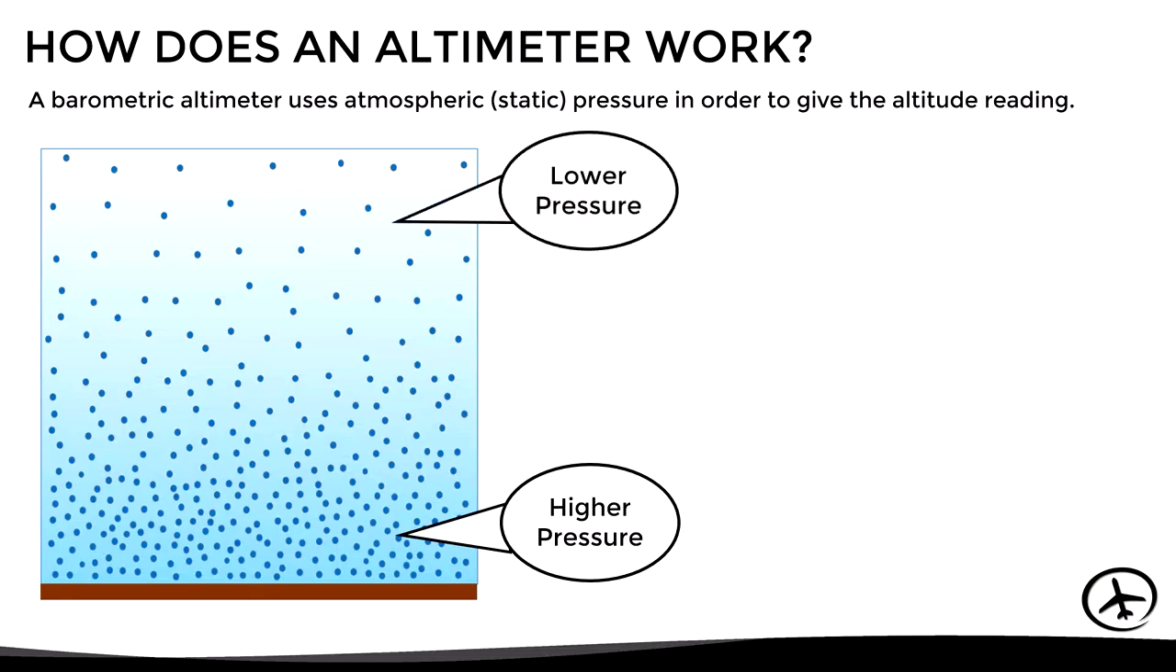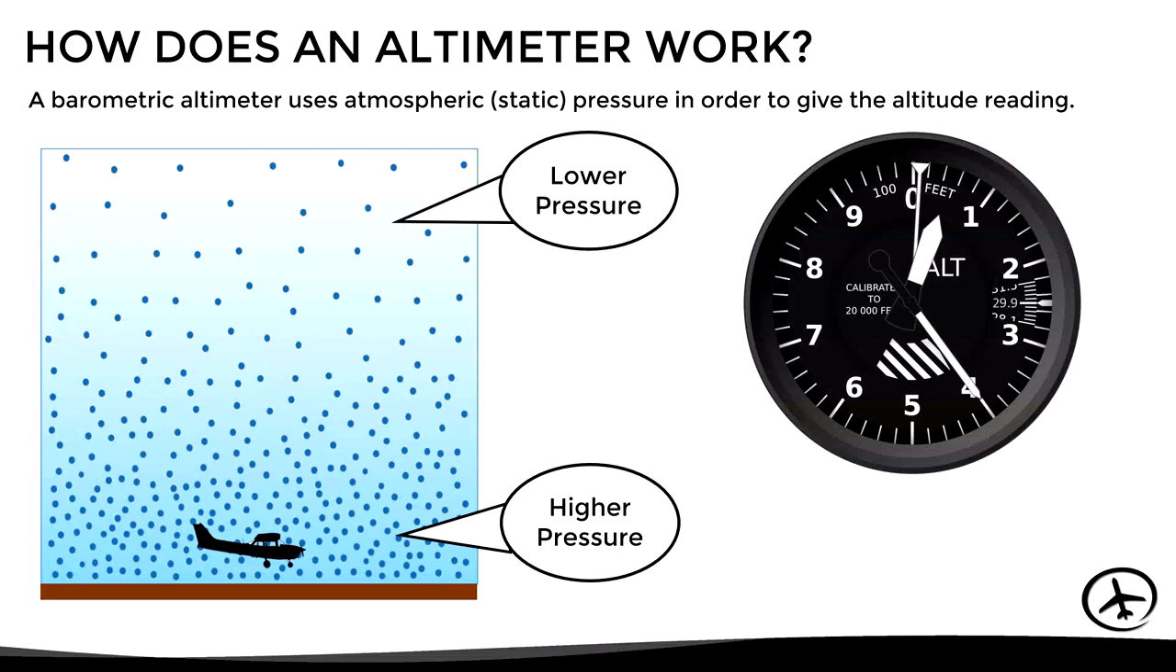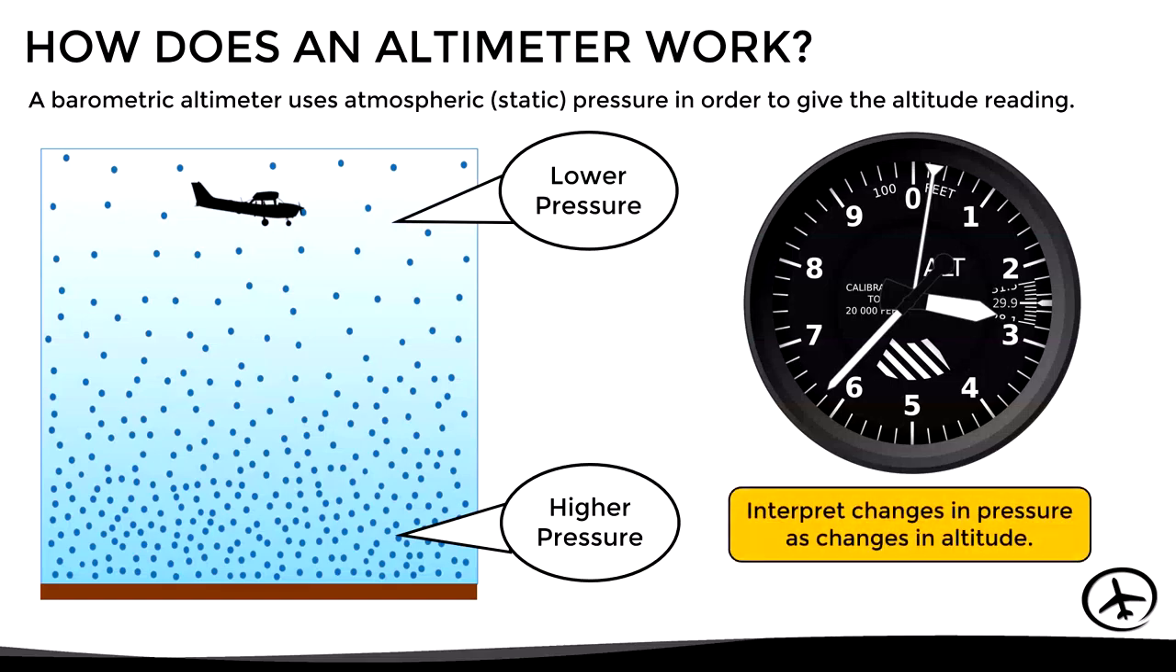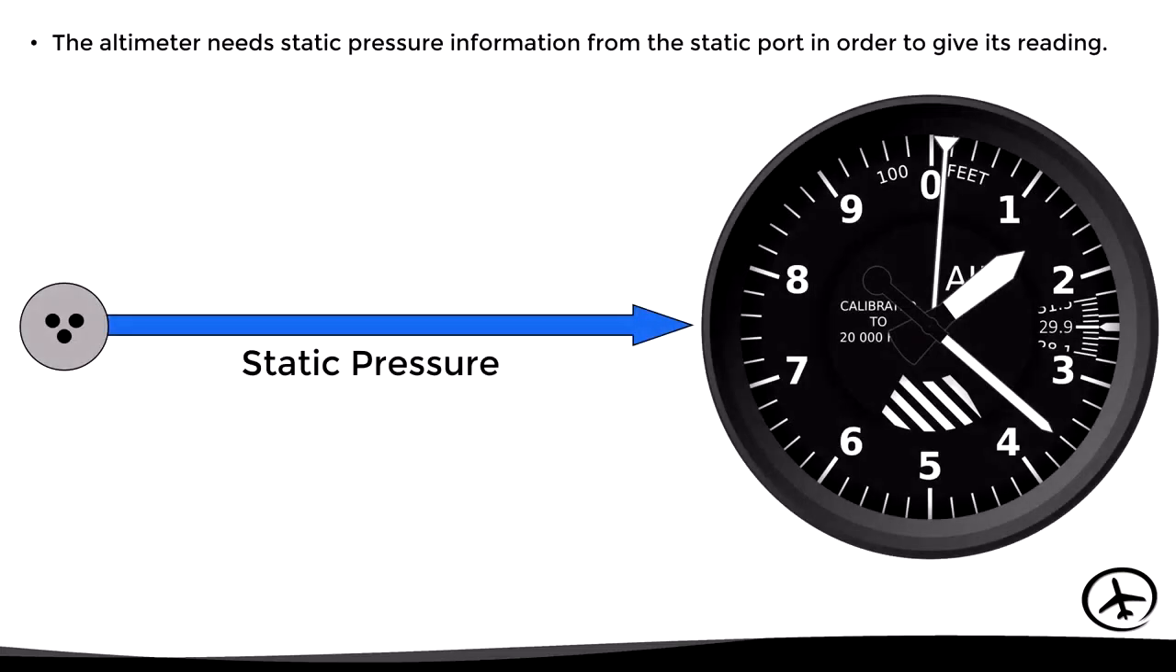This means that, if the altimeter senses a high static pressure, it will interpret that the aircraft is flying at a low altitude. And in the same way, if it senses a low static pressure, it will interpret that the aircraft is flying at a high altitude. So in other words, the barometric altimeter interprets pressure changes as altitude changes. That's the reason why the altimeter needs to be connected to the static port, since it needs to detect changes in atmospheric pressure to give the altitude reading.